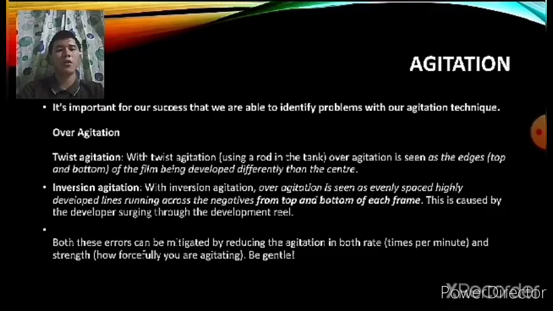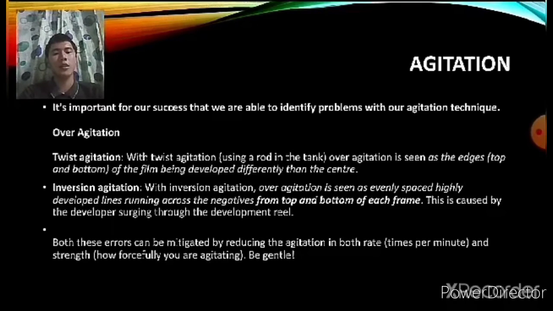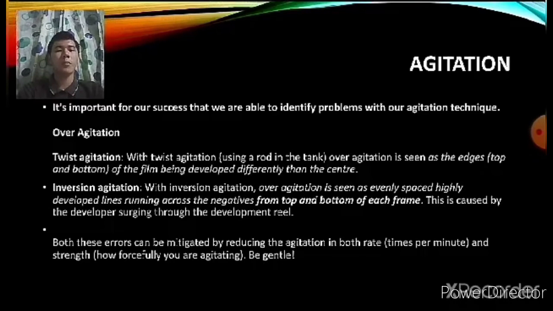Inversion agitation. With inversion agitation, over-agitation is seen as evenly spaced, highly developed lines running across the negatives from top and bottom of each frame. This is caused by the developer surging through the development reel. Both these errors can be mitigated by reducing the agitation in both rate, times per minute, and strength, how forcefully you are agitating. Be gentle.